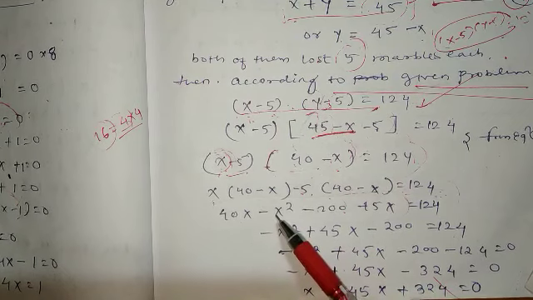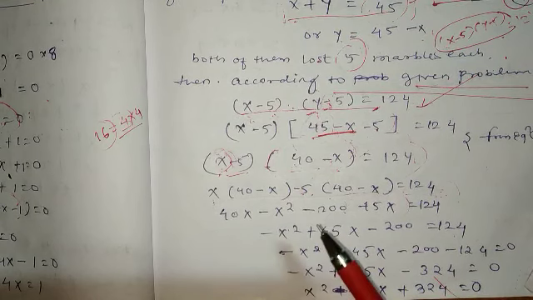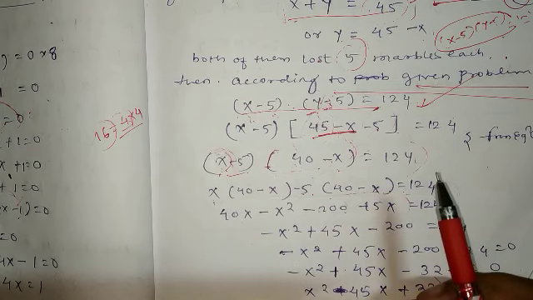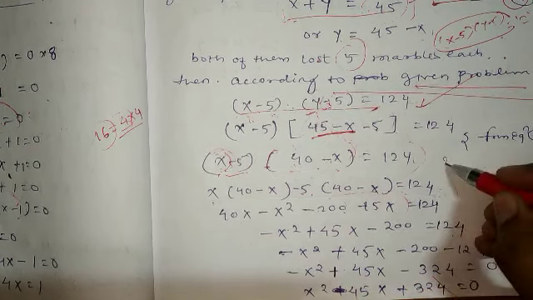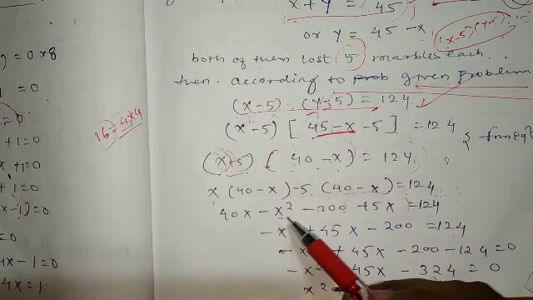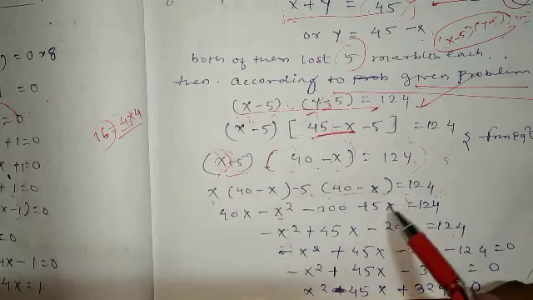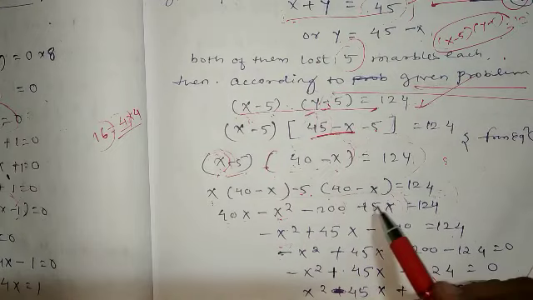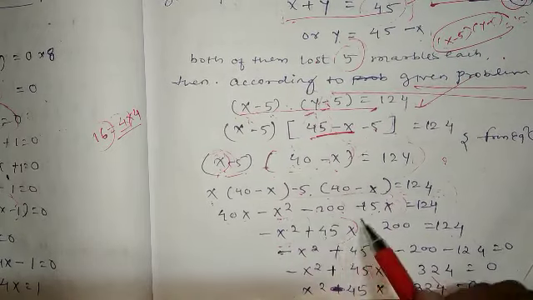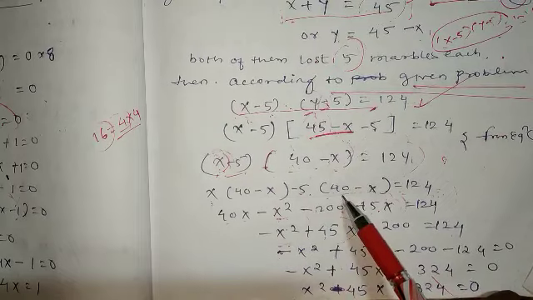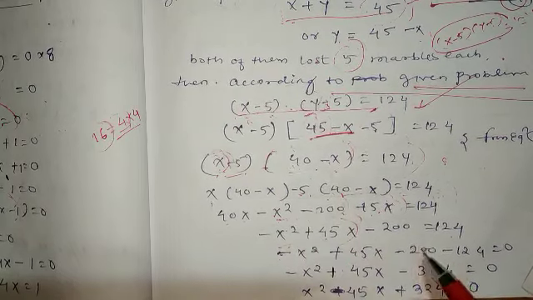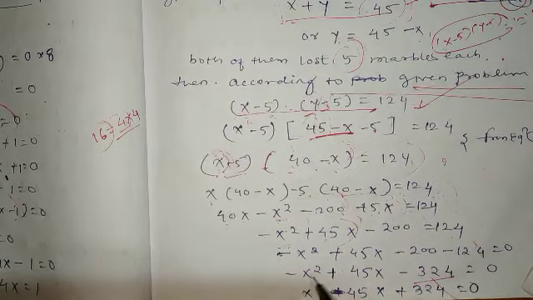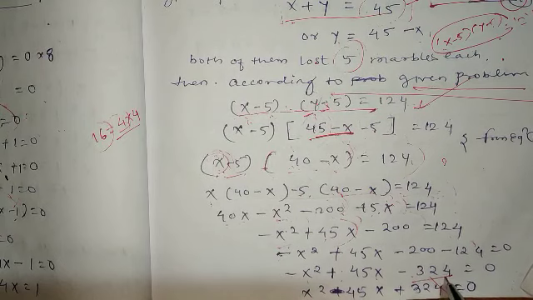We always write polynomials or equations in order, with the highest degree first. So firstly we write this x square term, and after this, 40x and 5x give 45x. Then this is minus 200. After combining this minus 200 with 124, you get 324, so minus x square plus 45x minus 324 is equal to 0.